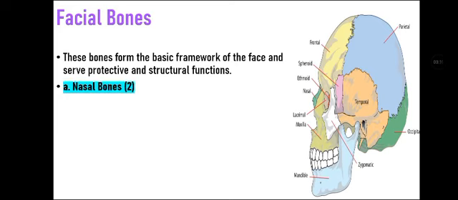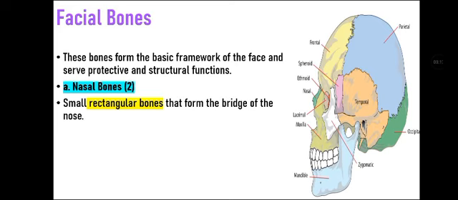These bones include the nasal bone. As you can see in the diagram, the green color bone in the front is the nasal bone. They are paired bones. They are small rectangular bones that form the bridge of the nose.